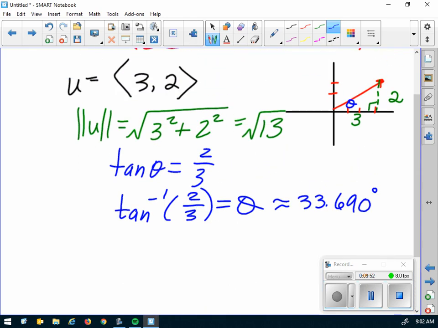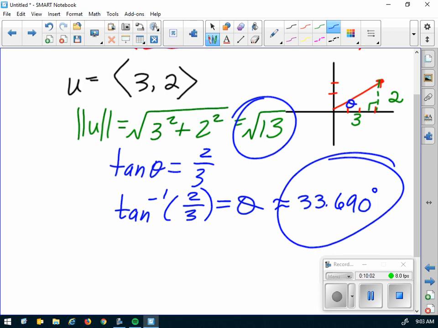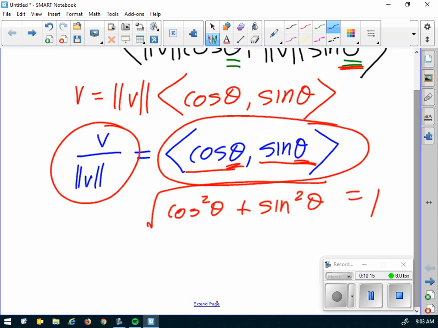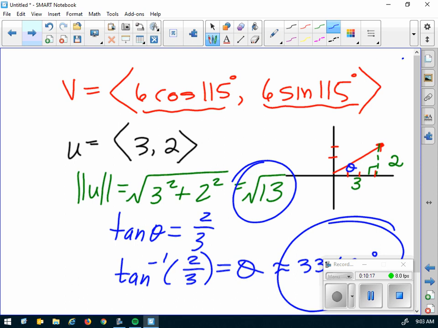Is that angle one that makes sense in this picture? Yes. So we've got our magnitude and we've got our direction angle. So what we're going to do is combine what we're doing right here and what we did right here. We're going to combine those two things to actually work application problems. So let's look real quick at B, and then we will go to the good stuff.